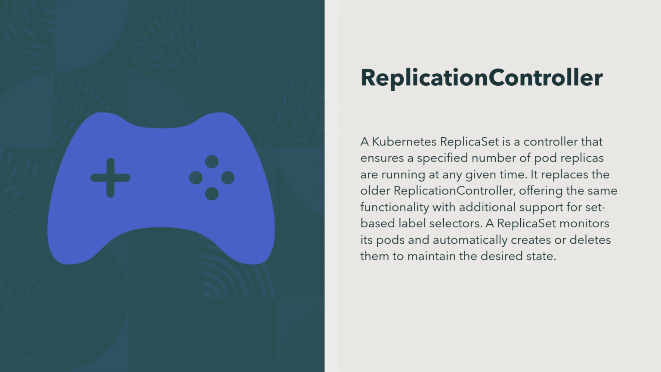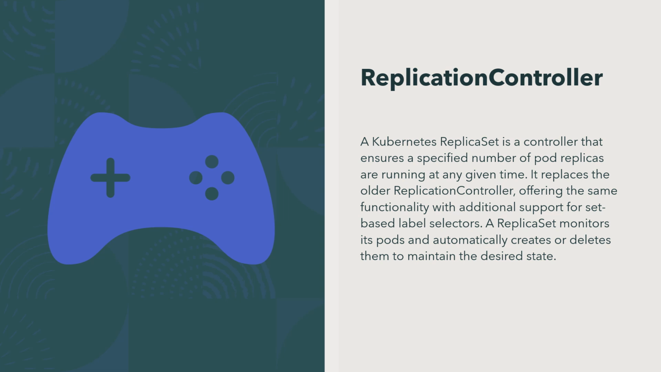If a pod fails or is deleted, the replica set will replace it by creating a new pod to maintain the desired count. Replica sets are typically used indirectly through deployments, which manage replica sets and handle updates. While you can create a replica set directly, using deployments is generally recommended for managing application rollouts and rollbacks. A replica set ensures high availability and fault tolerance by redistributing pods across nodes in case of failures.